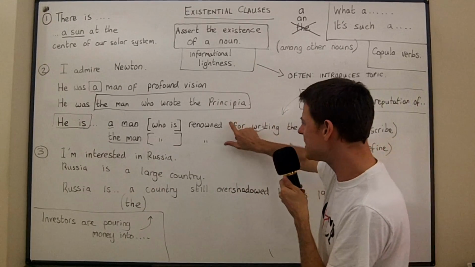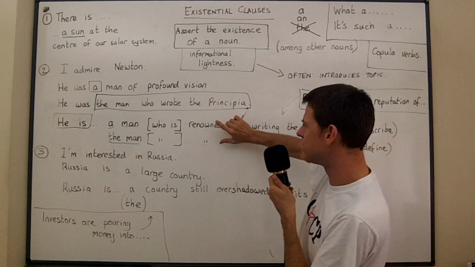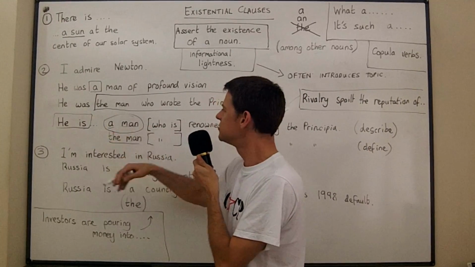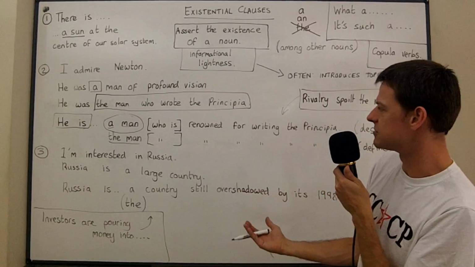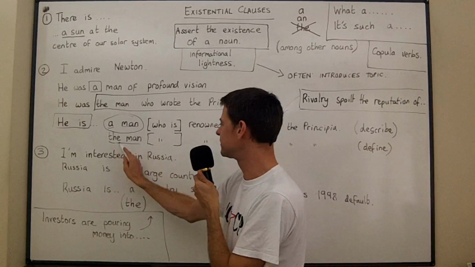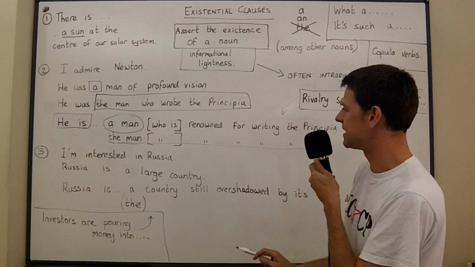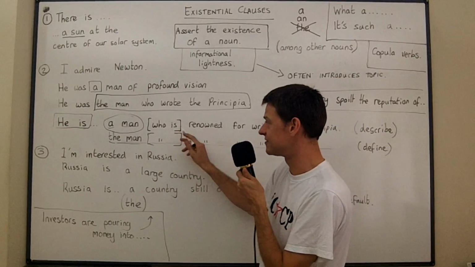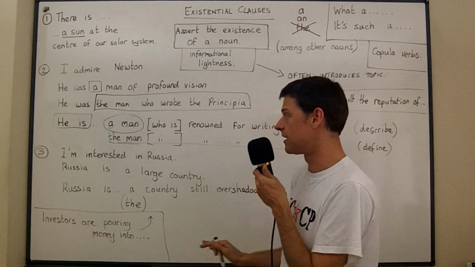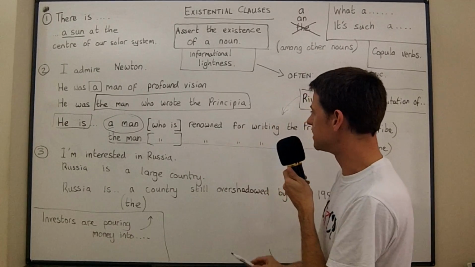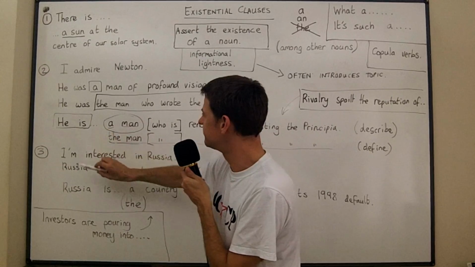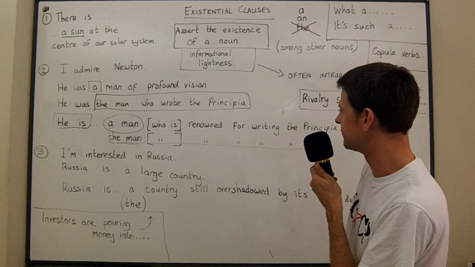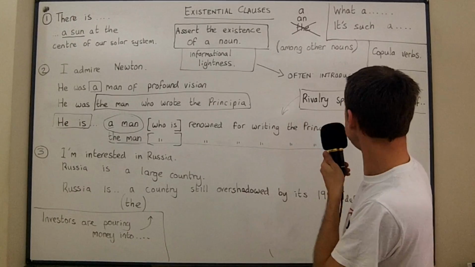So, they're very close, these two sentences, and both are possible, but this one sounds more like we're just giving general facts about Newton's life, and this one sounds like we're defining who exactly he is. Now, I know there's very little difference between these two, and so they are very close in meaning. But I just wanted to show you that when we change the verb form and we talk about the man or a man renowned for writing the Principia, both are possible.